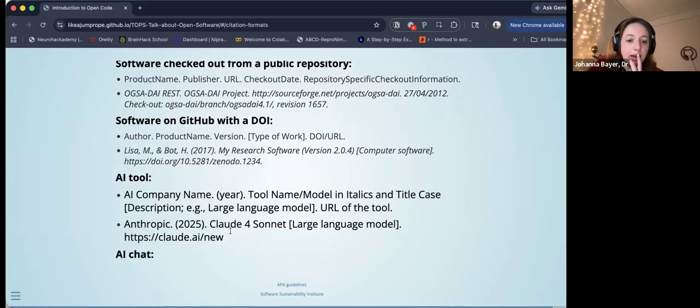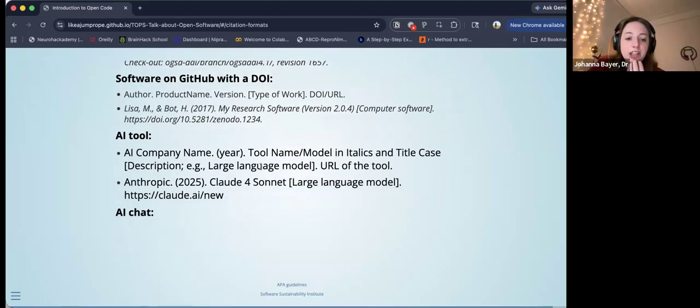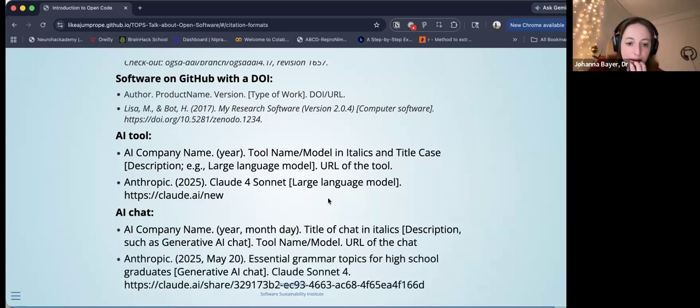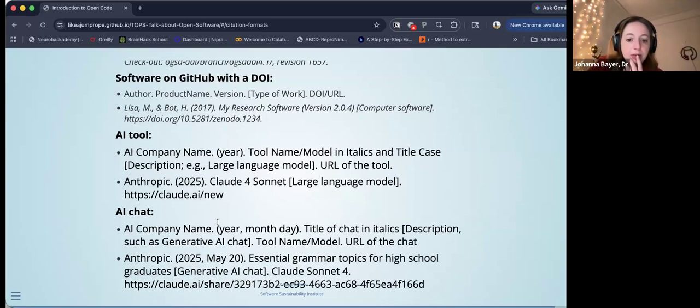And you can also actually share AI chats. So if you had a conversation with an AI in a GUI, you can share that. And there's also ways to cite that. Interestingly, this is from the APA manual, and they have just added how to cite AI tools.